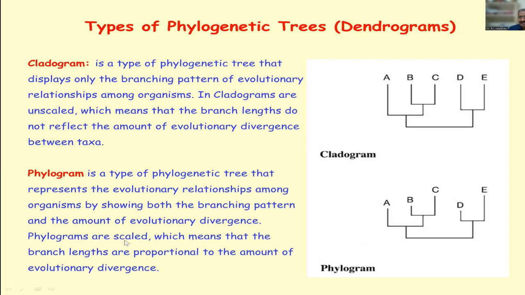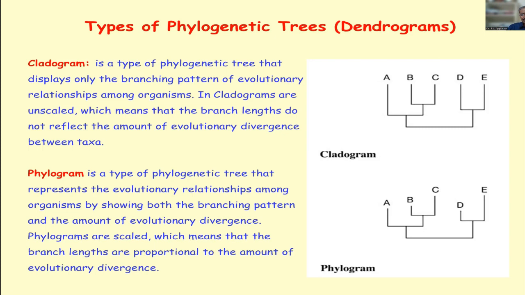So phylograms are scaled. Scaled means you can measure them, which means that branch lengths are proportional to the amount of evolutionary divergence. In the above cladogram, branch lengths do not reflect the amount of evolutionary divergence between taxa. So this is the small difference between a cladogram and phylogram. So using this, one can prepare either a cladogram or phylogram. In Mega11 software, you have to instruct whether you want a cladogram or a phylogram. So usually people prefer phylograms because they give evolutionary information.